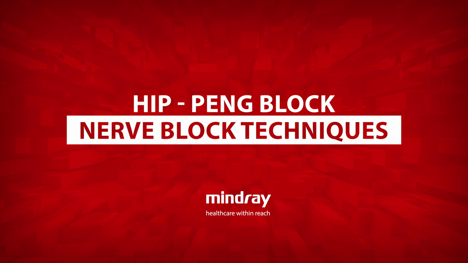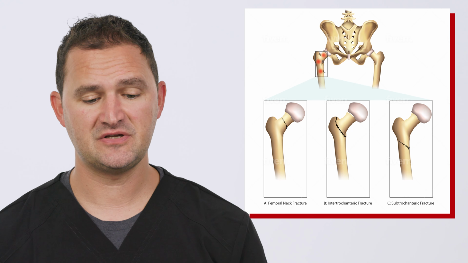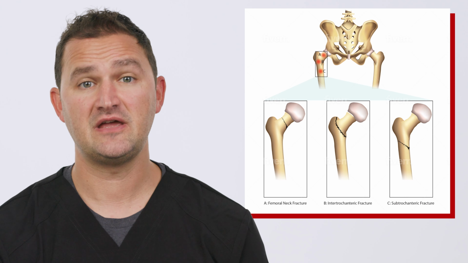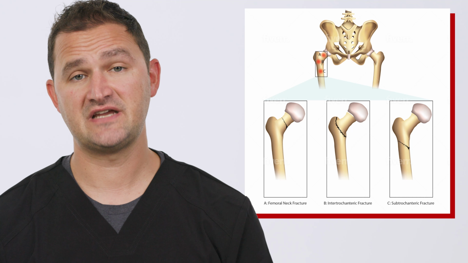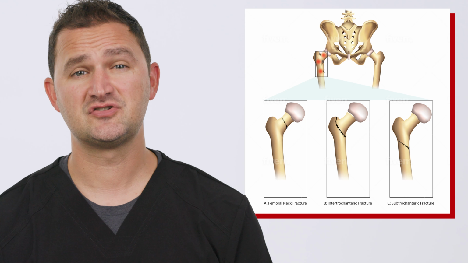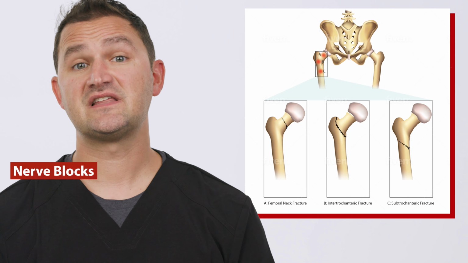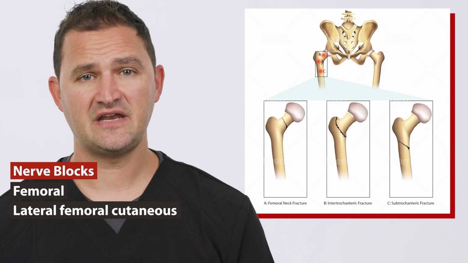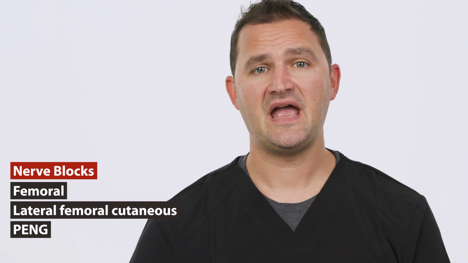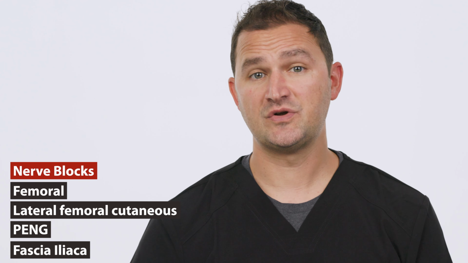For hip blocks, it's very important to understand what type of surgery or hip fracture we're doing, because what is happening in the hip determines what type of nerve block we should be doing. For example, in this image, we see three different types of hip fractures: a femoral neck fracture, an intertrochanteric fracture, and a subtrochanteric fracture. The nerve blocks that we can use for this are femoral nerve block, lateral femoral cutaneous nerve block, Peng block, and fascia iliaca block. Which one should we use?